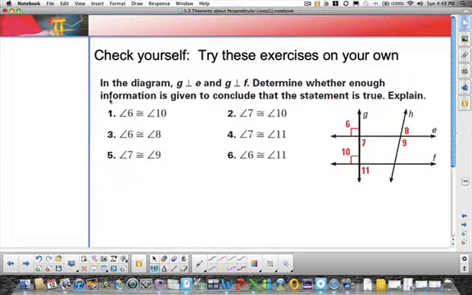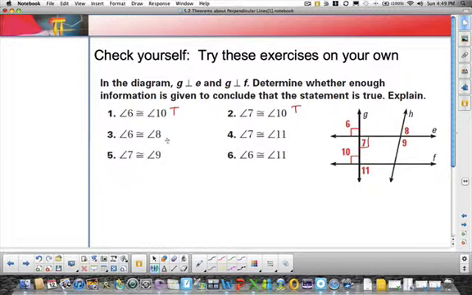Okay, so for number 1, angle 6 is congruent to angle 10. That's true. The reason is that they're both right angles, as seen in the diagram, and all right angles are congruent. In number 2, we have angle 7 is congruent to angle 10. That is also true. The justification would be that angle 7 is a right angle because line G is perpendicular to line E. Therefore, angle 7 is congruent to angle 10 because all right angles are congruent.